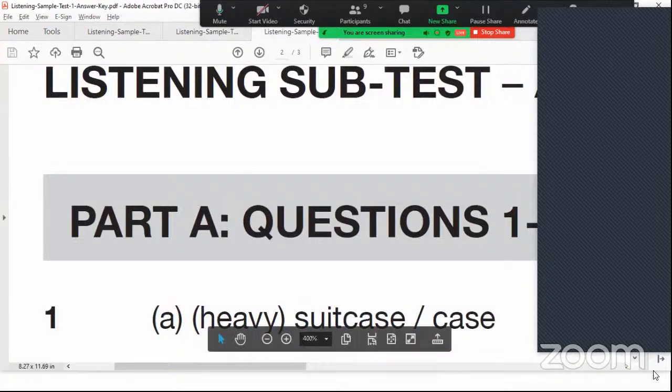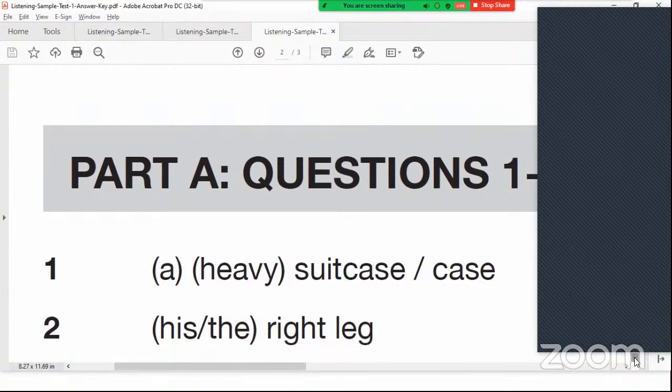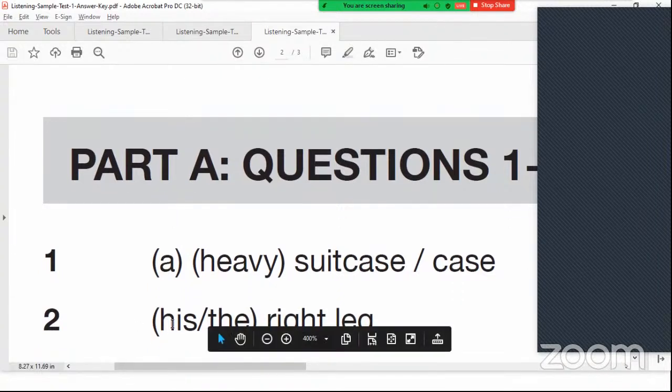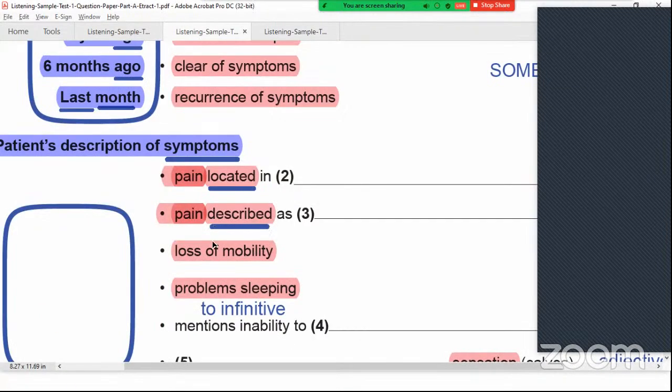Yes, now the second answer is going to be revealed. His right leg or the right leg. Okay. Down is not necessary. Musa, down is not necessary, because in is already there. Pain located in; one preposition is already there. So no need for another preposition. That is the mistake you have made. You lost this mark, Musa. So be careful.